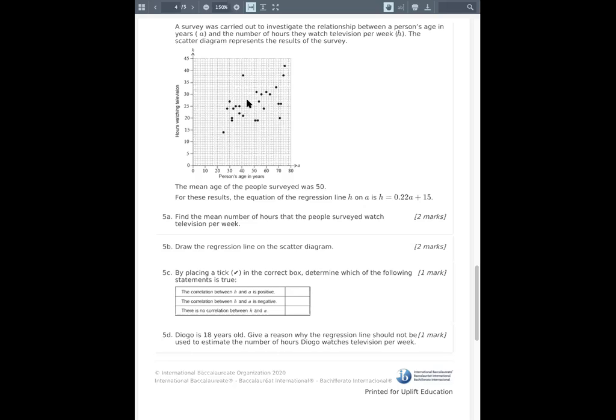Let me see if I can annotate again. Nope, cancel. And okay, so we'll say that's somewhere around here. Right, and then you would plug in a value like 0, so 0 would be your X value, and then 15, because 0.22 times 0 is just 0, plus 15 is 15. So that would be that, and then you'd basically just draw a straight line through that, and that would be your regression line.